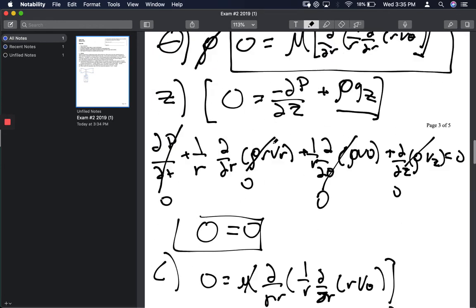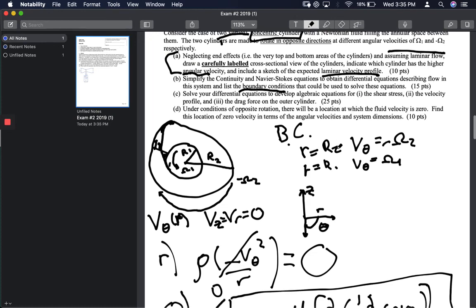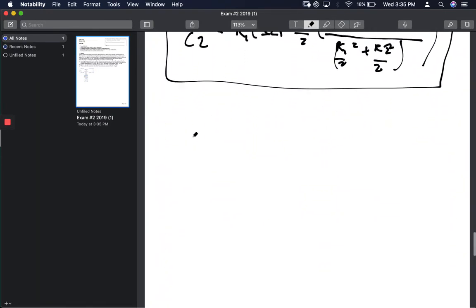Okay, and for the last part, under conditions of opposite rotation, there will be a location where the fluid velocity is 0. Find this location of 0 velocity in terms of angular velocities and system dimensions. All right, so we essentially want to find the r where v theta is equal to 0. This is for part D.